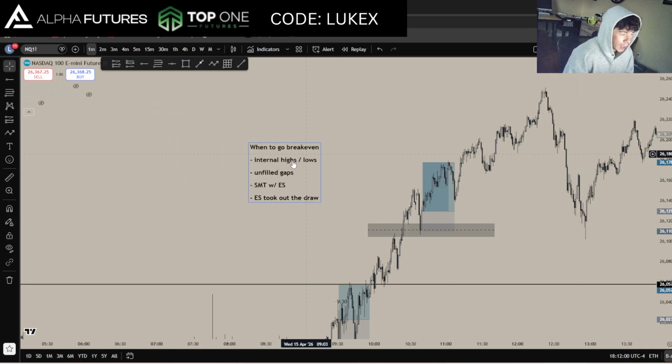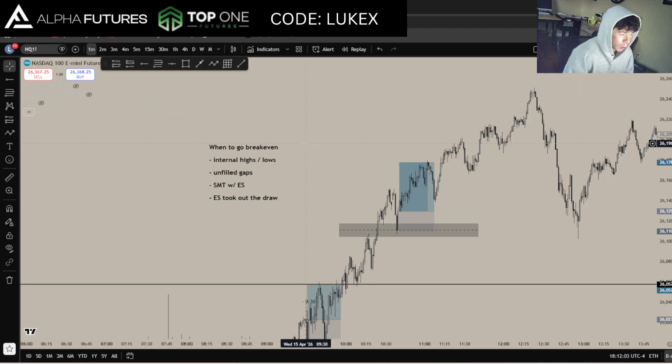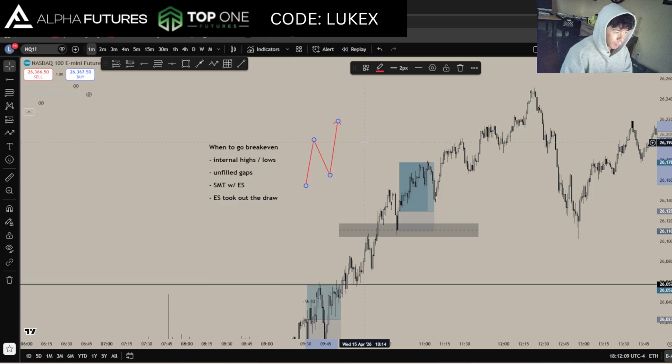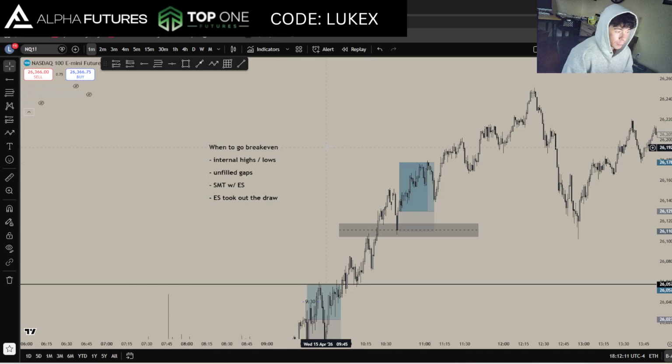So internal highs and internal lows. That could be either one that's already there, or if we say we're in a trade, price puts in a new internal high and then we resweep it. So it could be like one of those two things right there. Unfilled gap, so this could be on any time frame. It could be like a 3-minute, a 5-minute, whatever. If you tap an unfilled gap, go break even.